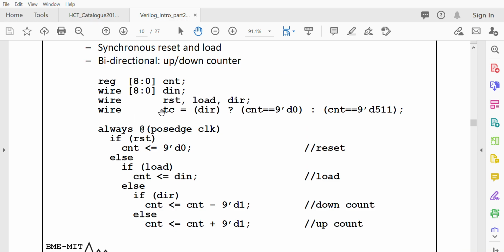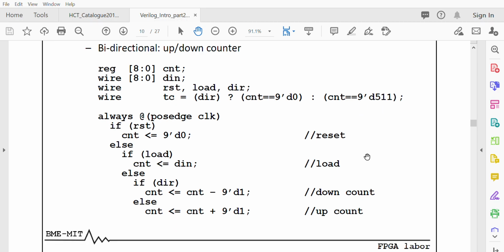And here we notice there is a TC, which is the counter up. So when we are counting down, the carry happens when the value of count becomes 0. Otherwise, it happens when the value of count becomes 511, which is 2 to the power of 9 minus 1.